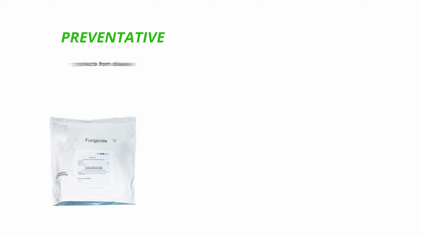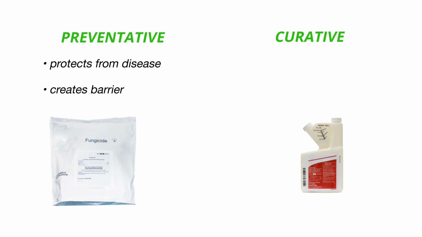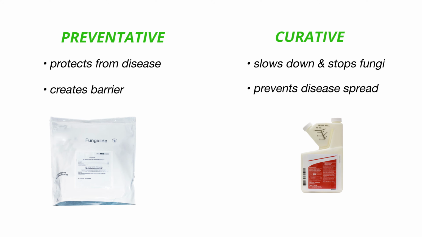There are two main types of fungicides, preventative and curative. Let's explore the differences and how they work. Preventative fungicides protect your lawn from becoming infected with diseases in the first place. They create a barrier that inhibits the growth and spread of fungi, effectively warding off potential issues. Curative fungicides, on the other hand, work by slowing down and stopping fungi from causing further damage from within the plant. While they cannot repair existing damage, they can help contain the disease and prevent its spread. Some fungicides have both curative and preventative properties.